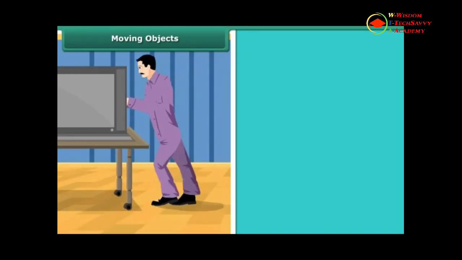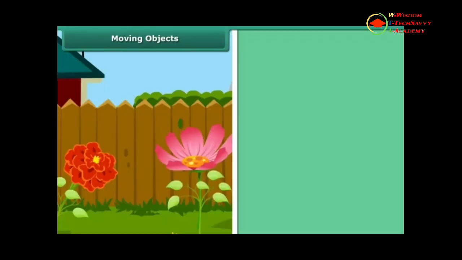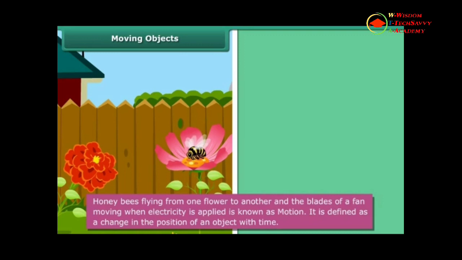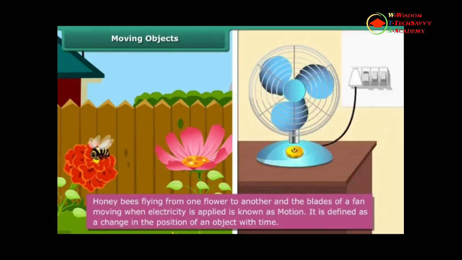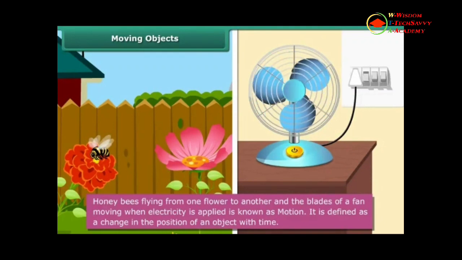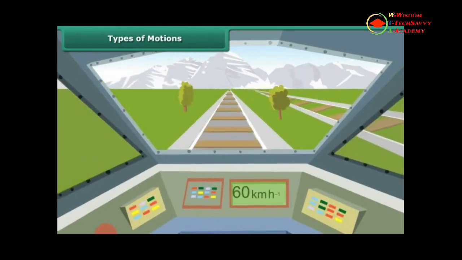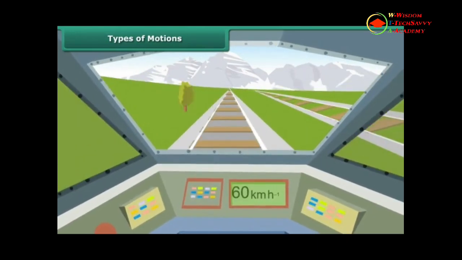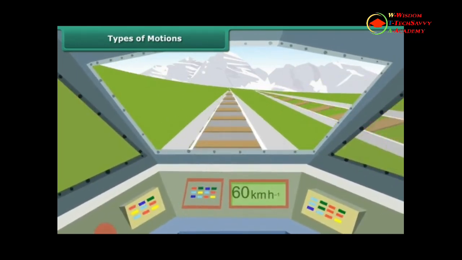Moving objects. You will notice that there are objects that move when you apply force or are moving on their own. For example, you will see honey bees flying from one flower to another. So also, you will notice that the blades of a fan move when electricity is applied. This is known as motion. It is defined as a change in the position of an object with time. Types of motions. As you know, motion is the change in position of an object with time. The change in its position can be determined through distance measurements.